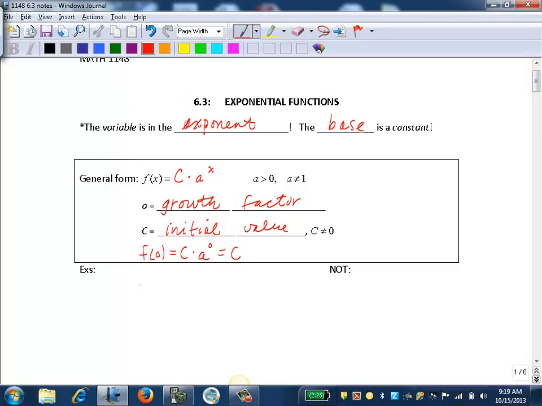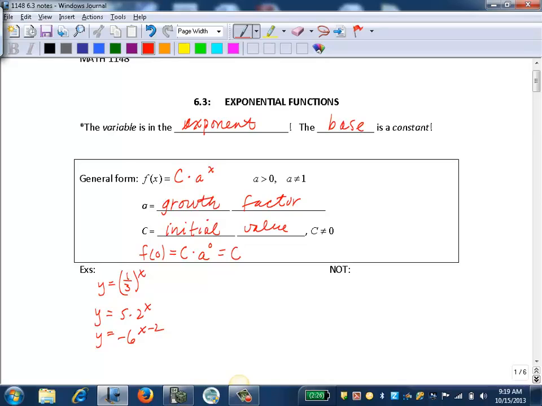So let's look at some examples. Here's an example of an exponential function, y equals 1/3 to the x power. We can see that the exponent contains the variable and the base is a constant. Another example would be y equals 5 times 2 to the x power. Again, here the base of the exponent is 2, and the exponent is that variable x. Another example would be y equals negative 6 times x to the x minus 2 power.